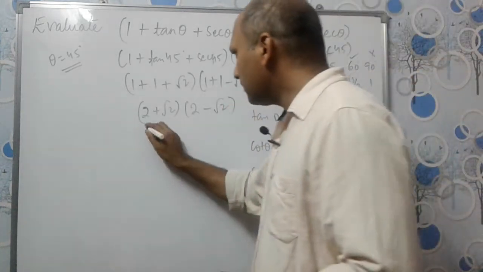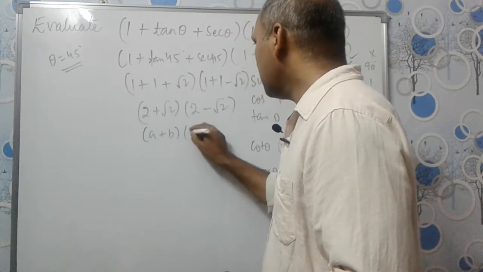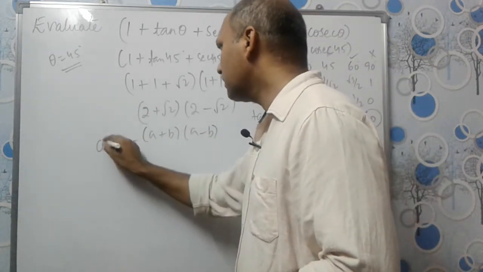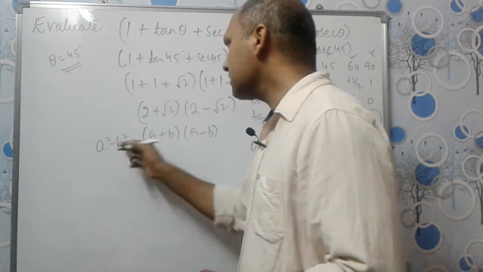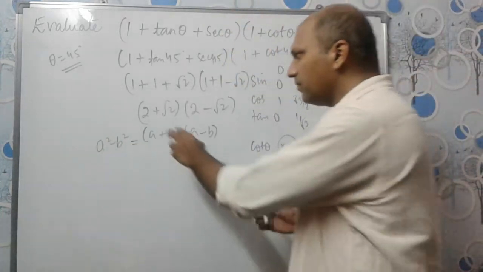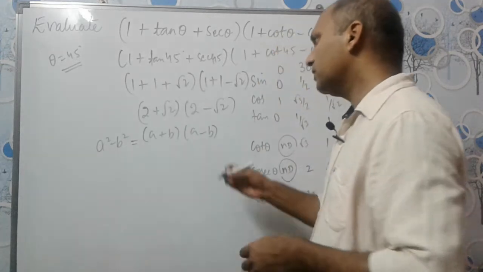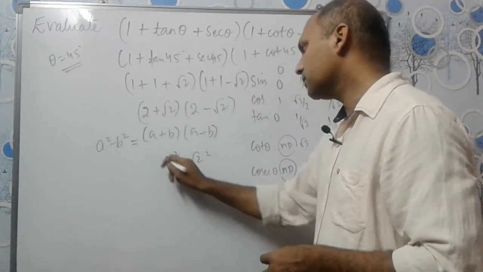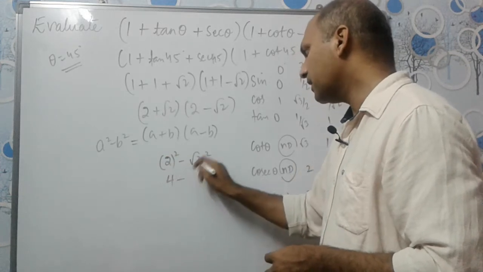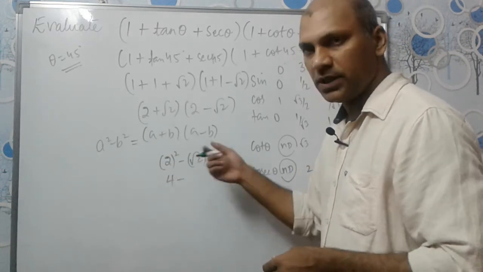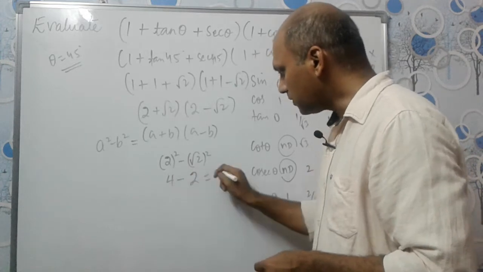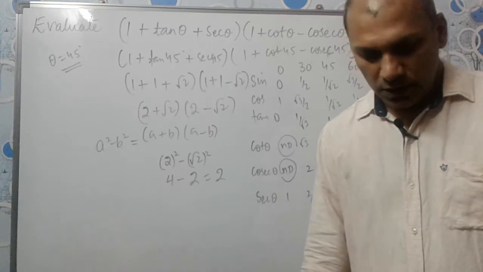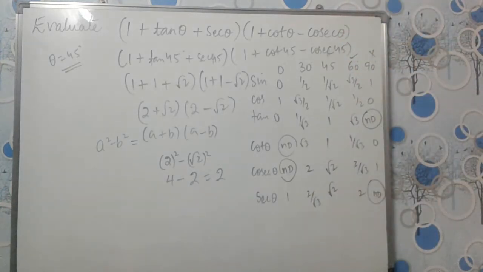Okay, this is of the form (a plus b) multiplied by (a minus b). So (a plus b)(a minus b) will be equal to how much? A square minus b square. In the same way, (2 plus root 2)(2 minus root 2) will be equal to 2 square minus root 2 square. So 2 square is 4 minus root 2 square. Root 2 multiplied by root 2 will be equal to 2. So 4 minus 2 is equal to 2. So the answer is equal to 2.